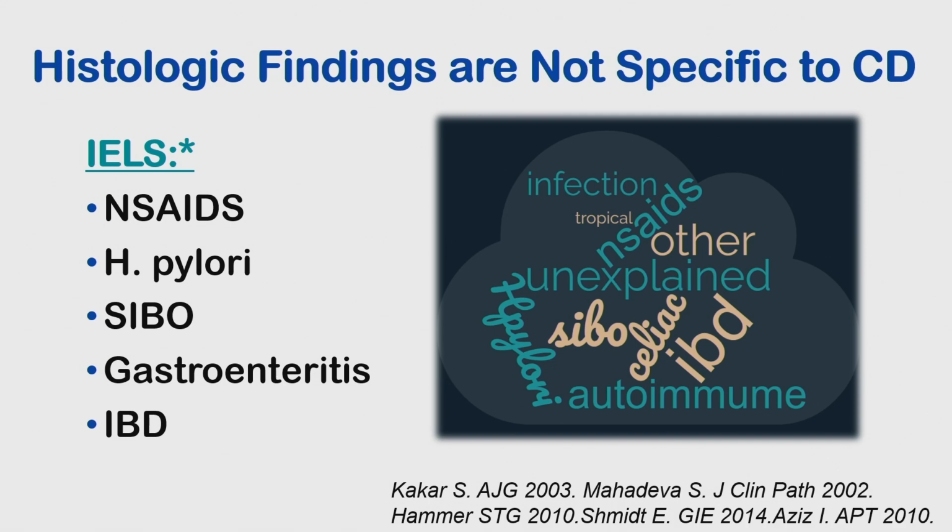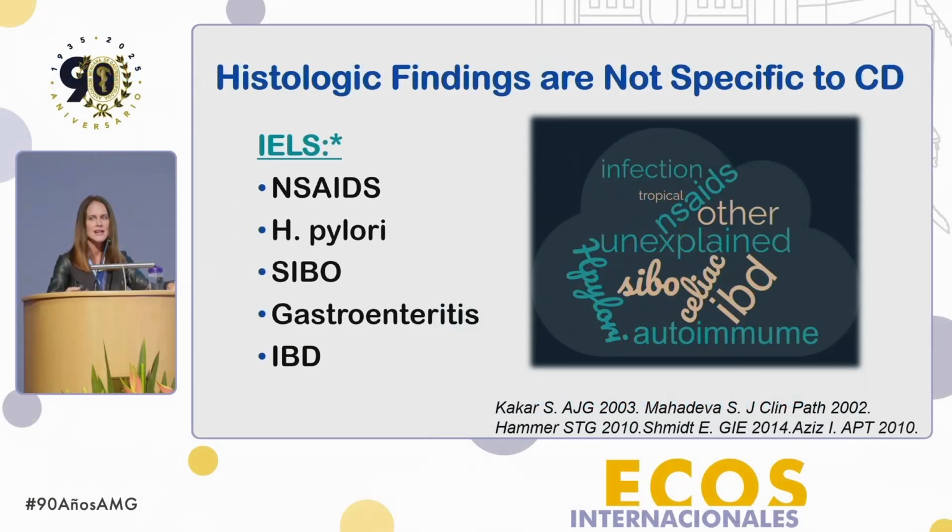Non-steroidal anti-inflammatory drugs are probably the most common cause. H. pylori infection is also very common, as are bacterial overgrowth, a temporary viral gastroenteritis, and inflammatory bowel disease. So when you see that histologic finding in someone who's serologically negative, these are going to be far more common than the diagnosis of celiac disease.